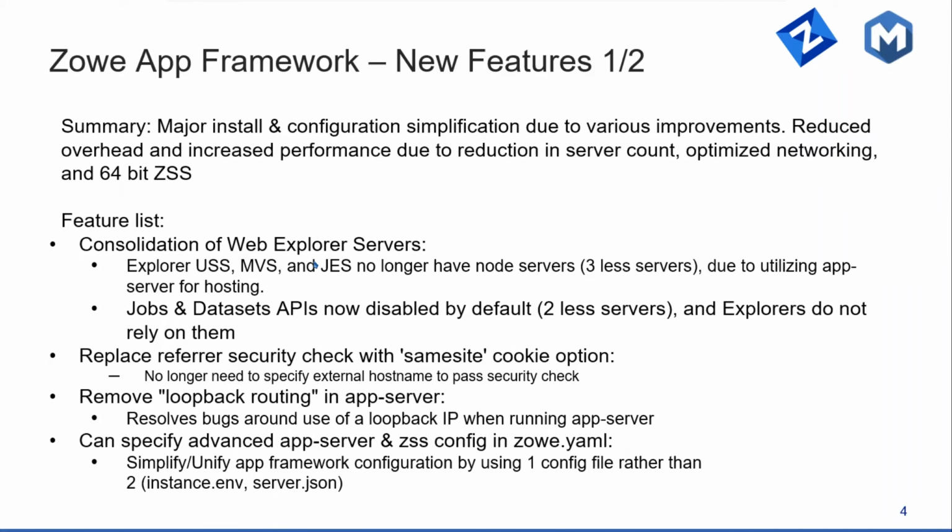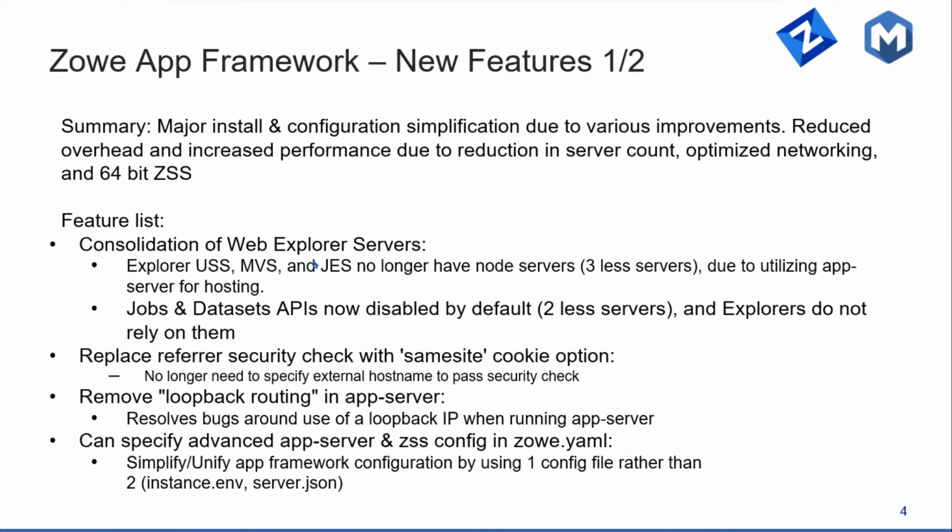So one of the things that you'll notice right away is we've reduced the process count on the server side. The app framework has, within the Web UI squad, the so-called web explorers, the USS, MVS, and JES explorers. And in order to run them, you used to need 5 servers of their own plus the gateway.